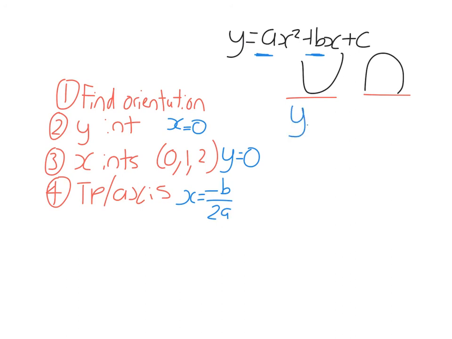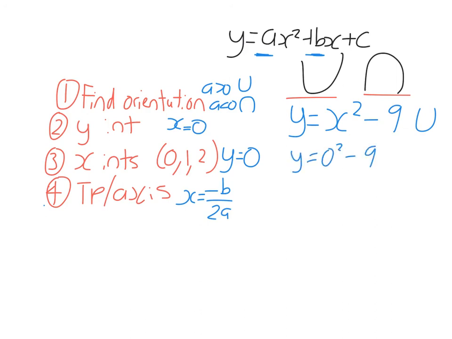So let's say I want to graph the equation y equals x squared minus 9. So firstly, the orientation is a smiley face if the number in front of x squared is positive, and if a is negative, the number in front of x squared is negative, it's a frowny face. So this one will be smiley face. Second thing, y-intercept. So if x equals 0, y would just be 0 squared minus 9. Okay, so that, of course, is just minus 9.